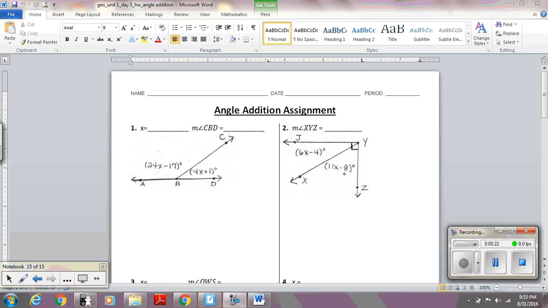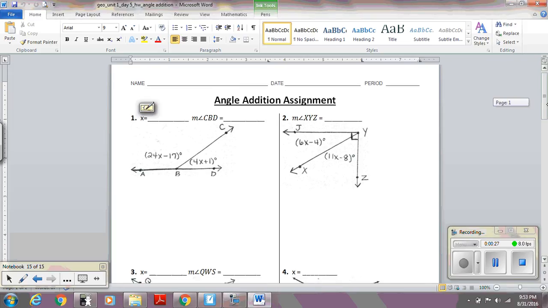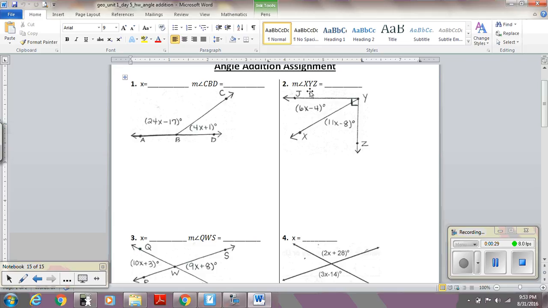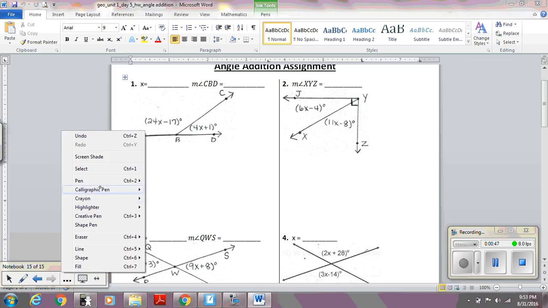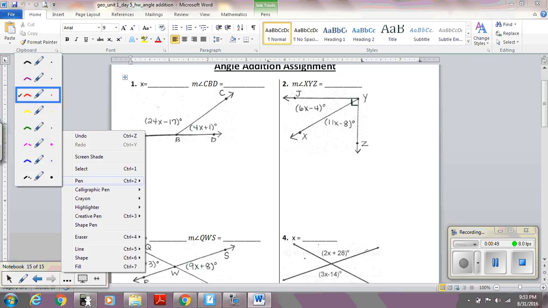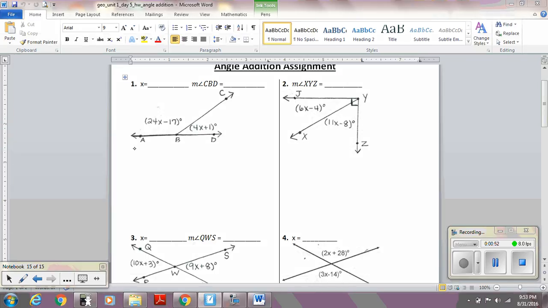Number 1 says it wants us to solve for x as well as find the measurement of angle CBD. What you should realize when you look at the picture of these two angles is since they are adjacent and form a straight angle, they are a linear pair or supplemental. So the format for the equation to solve for x would be angle plus angle equals 180.